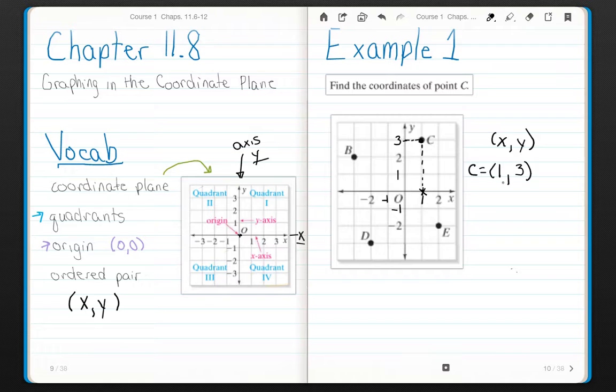Let's go ahead and do quick check 1A together, and then I'll let you do 1B and C on your own. This time it's going to ask, what is the coordinate pair for B? Again, we write it x, y. If I follow B down this way, it's going to cross the x-axis at -3. If I take it across this way, it's going to cross the y-axis at 2. So point B is located at -3, 2. All right, let's talk about example 2.